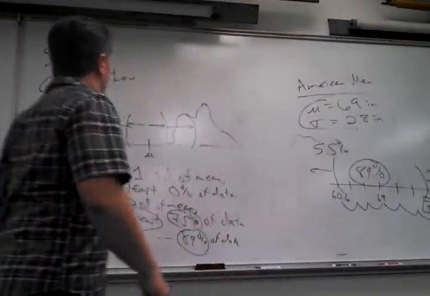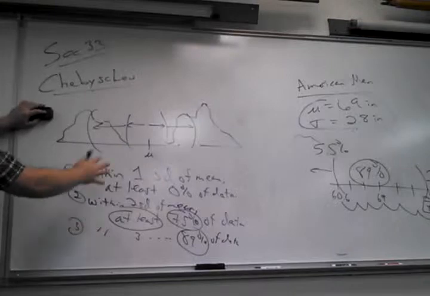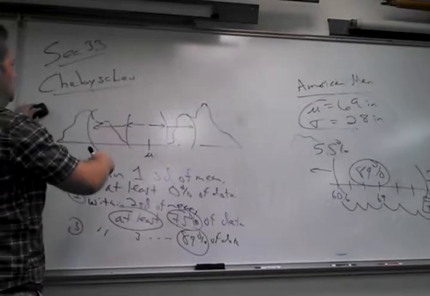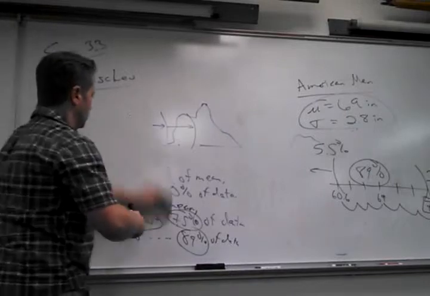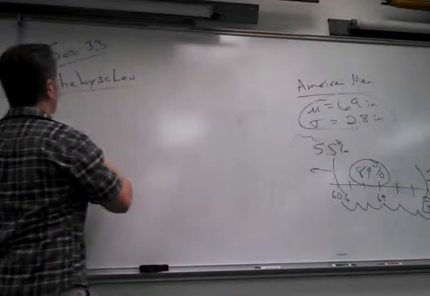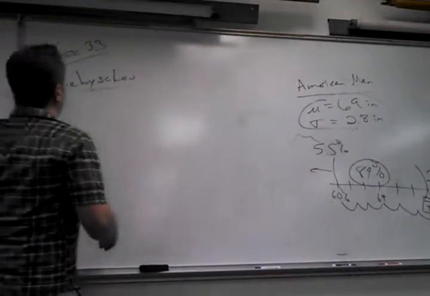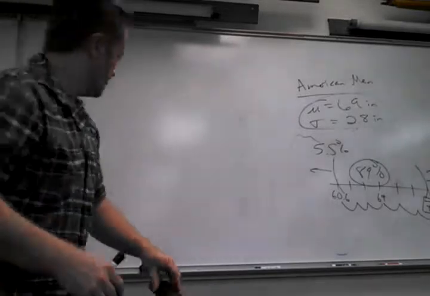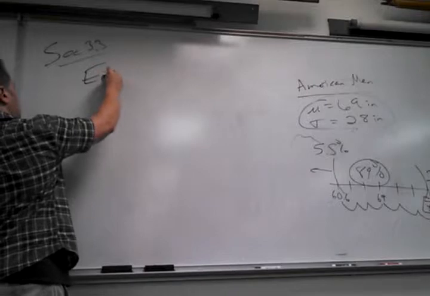All right, maybe. So I like this. This is Chebyshev. This is his rule. He came up with it. Supposedly, he got credit for it. Now here's the one we're going to use most of the time in this class. That's Chebyshev. That's the one that I want you to know exists, but you don't have to know those numbers. Here's the one we're going to use. It's called the Empirical Rule.